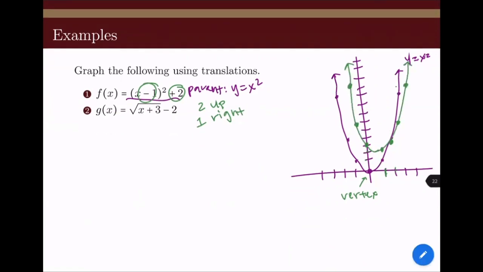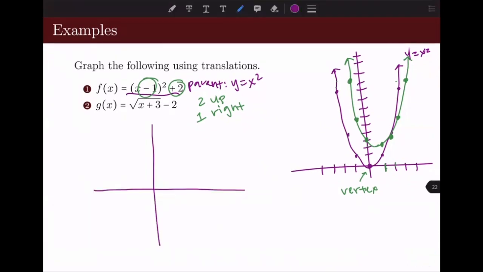So here I have my new translated graph. The parabola in the green would be your solution to this problem because we've shifted up 2 and right 1. The next problem, the parent graph, is going to be y equals the square root of x, which is going to look something like this.